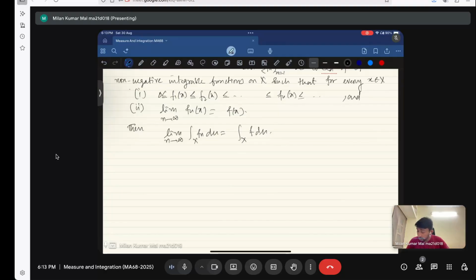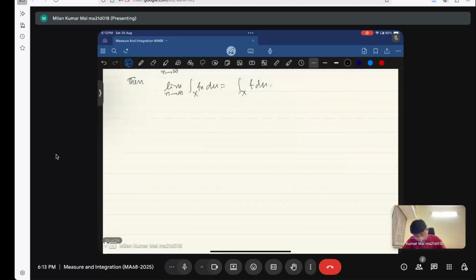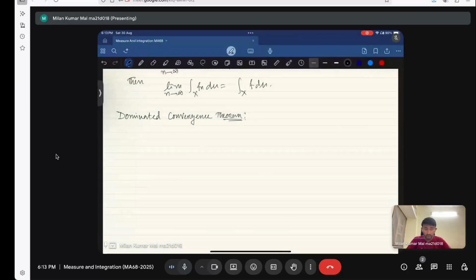And another theorem is the dominated convergence theorem. So let me write that one, dominated convergence theorem, and after that we will start solving problems. These are the two famous and very important theorems. I think this dominated convergence theorem is the most important theorem of the measure theory course.